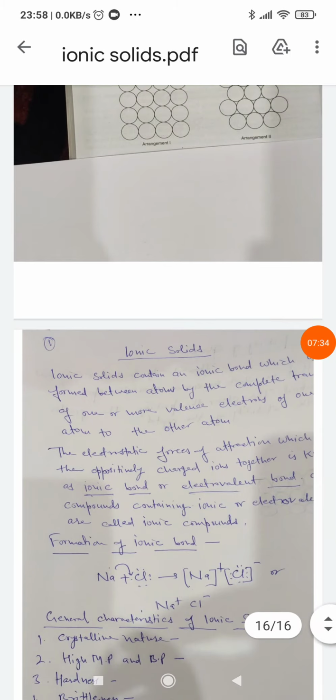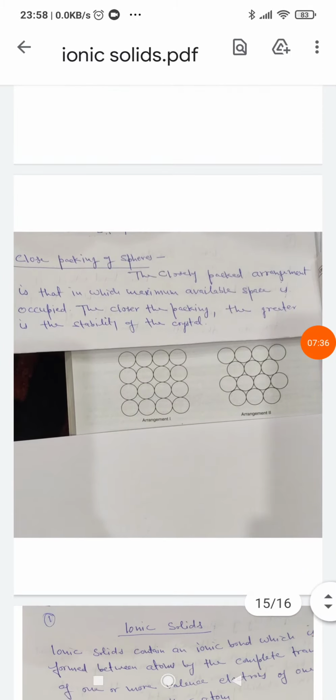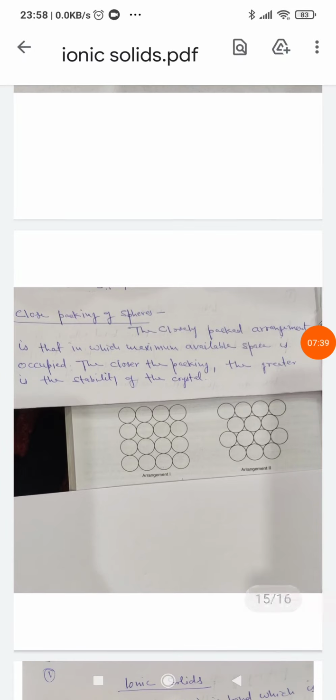Then, close packing of the ions. The closely packed arrangement is that in which maximum available space is occupied, and the closer the packing, the greater is the stability of the crystal. Now, to understand the packing of the constituent particles of a crystal, let us consider the packing of hard spheres of equal size in 3 dimensions.